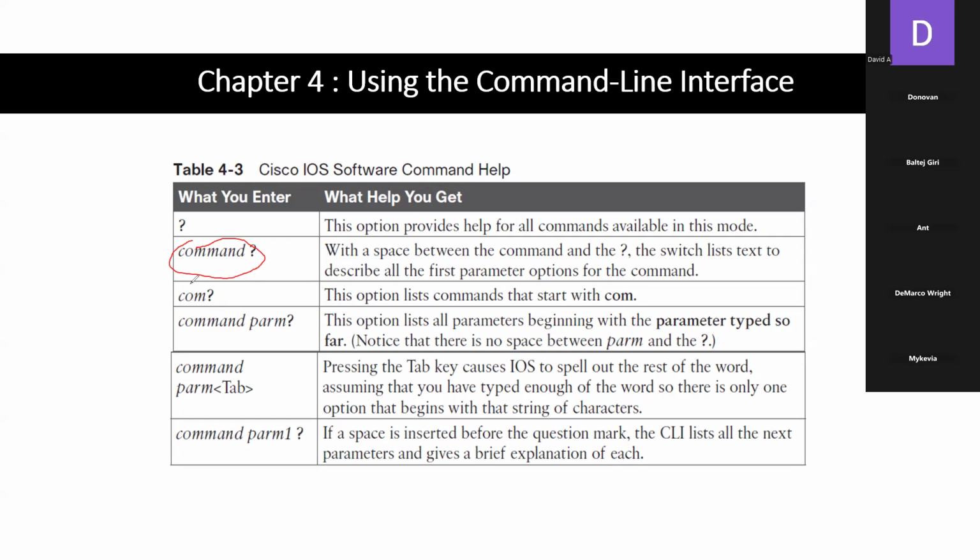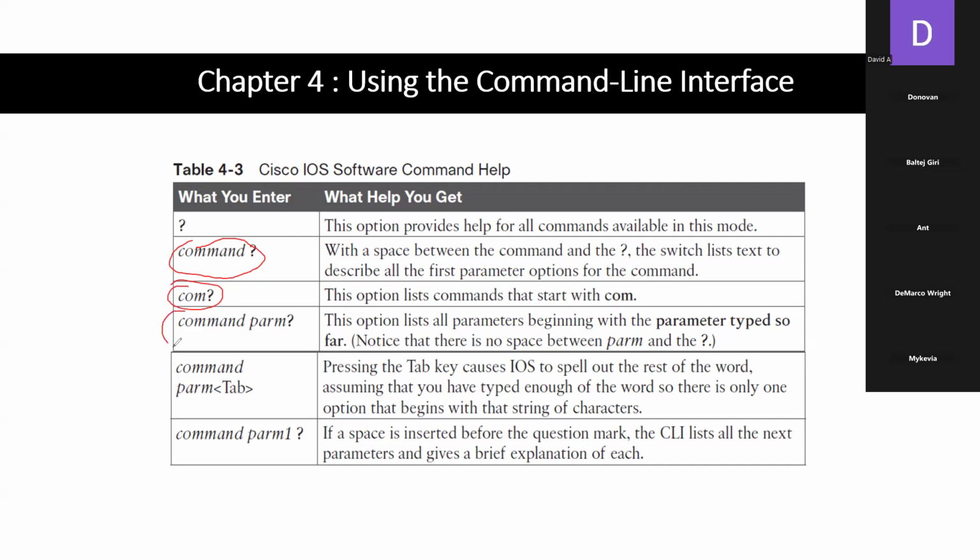You can put in a partial command. So maybe if we're talking about spanning tree, you could put in SPA and then a question mark, right? To not even finish the word spanning, but just put a question mark. This option lists the commands that start with the characters that you're putting. Okay. What else can we do, right?